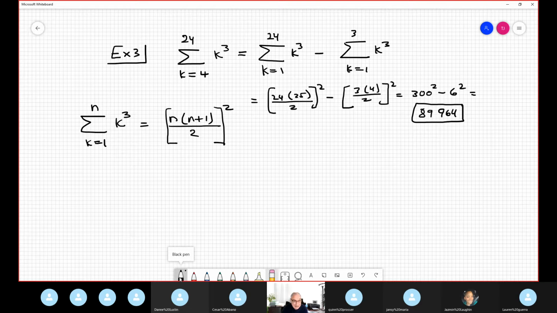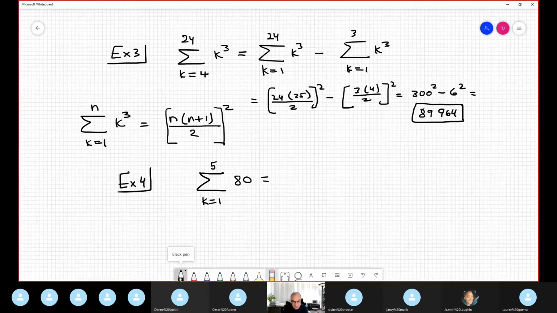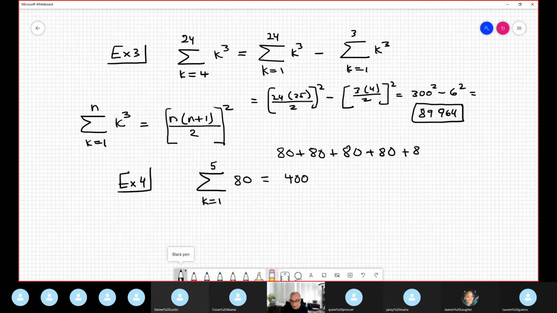One more detail. I bring another example. Do you understand the idea, guys? It's a different formula, but it's similar. Are you familiar, for example, with this idea? Sigma from k equal 1 to 5 of the constant 80. I am super familiar: when this is a constant, you multiply this and this, it is 400. Because actually, the thing we are doing is 80 plus 80 plus 80 plus 80 plus 80, so 5 times. It's obvious that it's the multiplication 80 times 5.